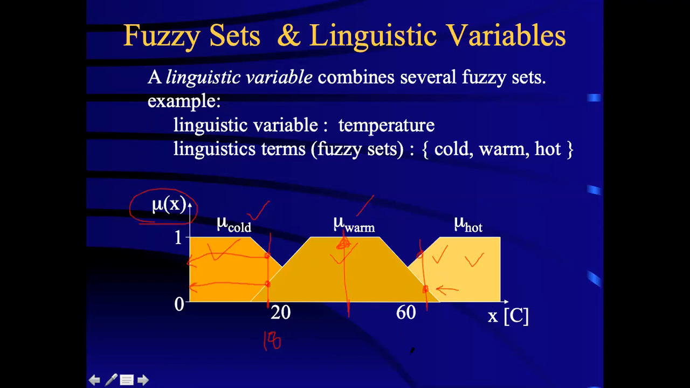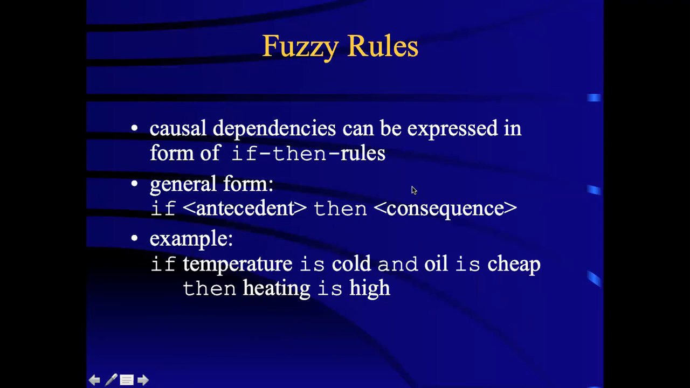Okay, so this is when you have multiple fuzzy sets associated with a linguistic variable. These are also called the linguistic terms. So temperature, cold, warm, and hot. These are the linguistic terms that are associated. Okay, now let's see how a fuzzy rule looks like and what is the shape of a fuzzy rule. So here is an example of a fuzzy rule.